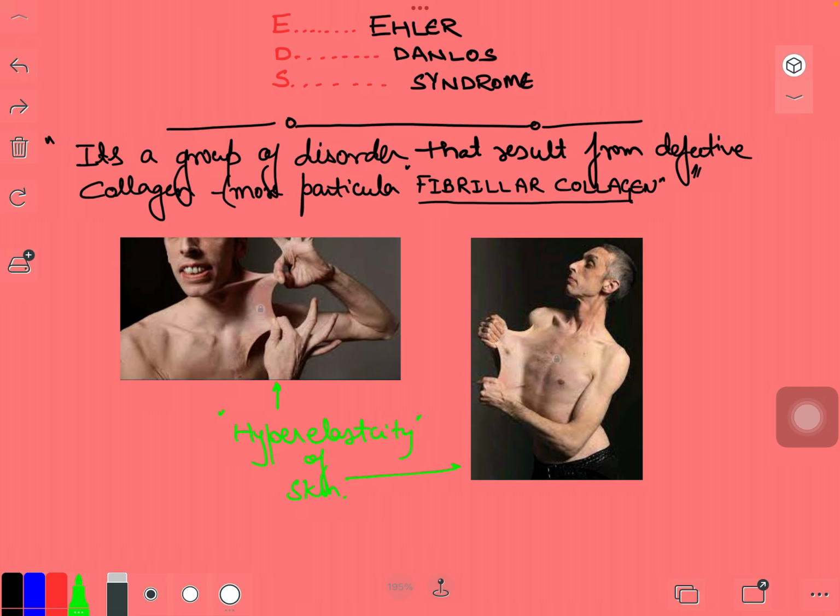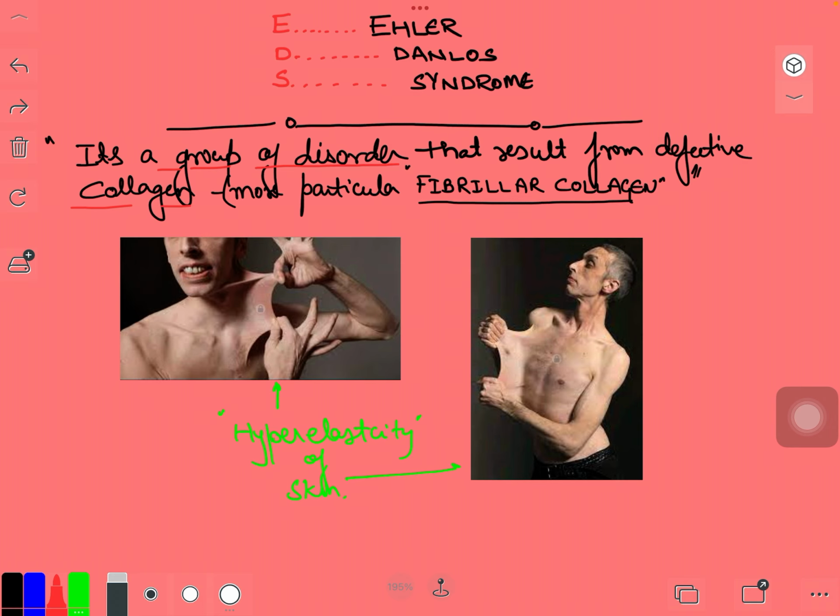Whenever we talk about Ehlers-Danlos syndrome, we see these two classical pictures. Right. So it is a group of disorders that result from defective collagen, in particular fibrillar collagen. So we get a few important points: first of all, it's a group of disorders and not one single disorder of EDS. Okay, which are the types of EDS? We'll talk about sooner. Next, it affects collagen.